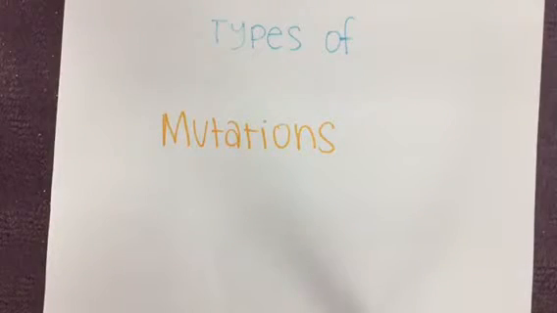Another type of mutation is a translocation. A translocation occurs when a chromosomal rearrangement in which a segment of genetic material from one chromosome becomes heritably linked to another chromosome.